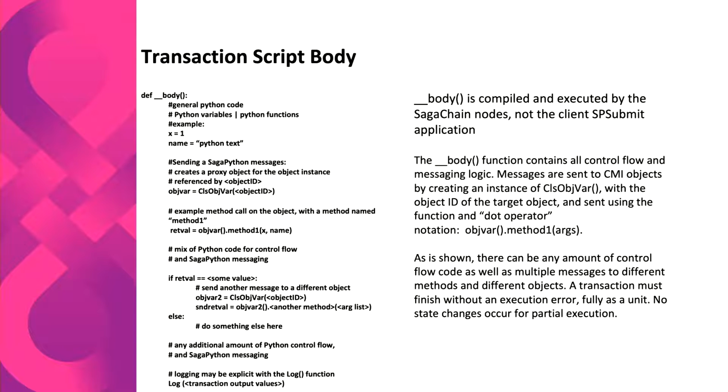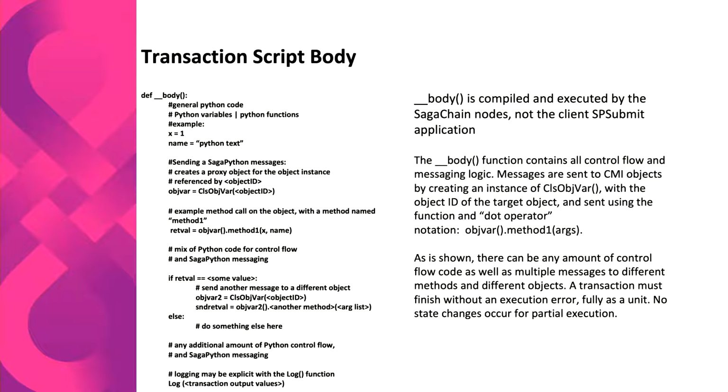But you would know the object ID that you want to talk to, and that's part of you as a client writing either a script or using a DApp, saying I want to send a message to something. The class obj_var is a class that's included in the SagaPython environment, and once you've done that, you can simply send a message to it, and that's what the next line down is. I'm going to make a method call on that object.